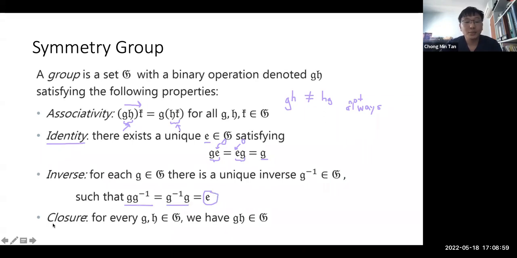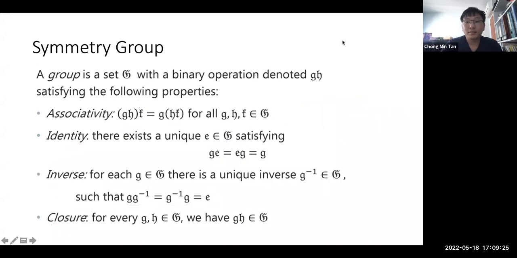And then lastly, we have closure. Closure means that if we have two transformations, G and H, H followed by G, the resulting transformation must also be in the symmetry group. So this is a closed group in math terms. Because it has all these properties, we can apply the symmetries and be sure the result will still be part of the symmetry group. Okay, so that was the math.